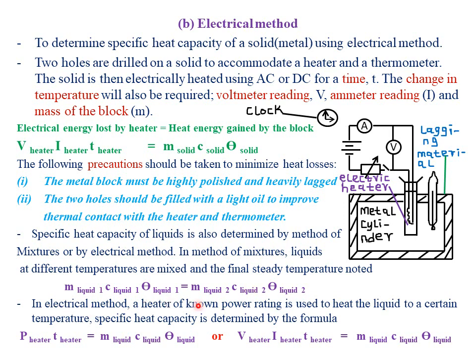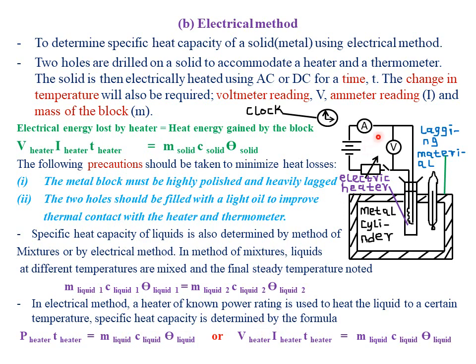Then in the electrical method, a heater of known power rating is usually used to heat the liquid to a certain temperature. Then the specific capacity is determined by the formula: heat lost by the heater must be equal to the heat gained by the liquid. Therefore, for the heater, you can be given the VIT, that is its voltage, current, and the time taken. Alternatively, you can also be given the power rating of that particular heater. So if you are given the power rating, you simply take power times time. Remember, power times time will give you the work done, or the heat that is lost by the heater, which must be equal to the mass of the liquid times the specific heat capacity of the liquid times change in temperature for the liquid.